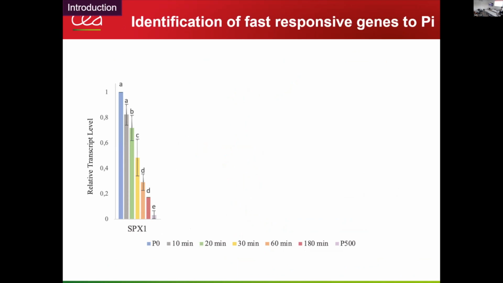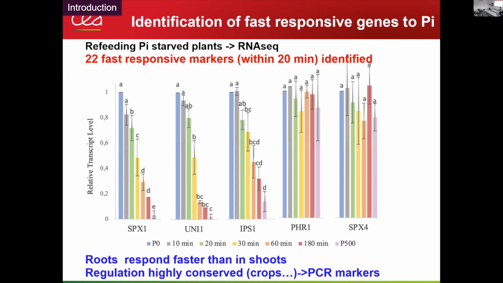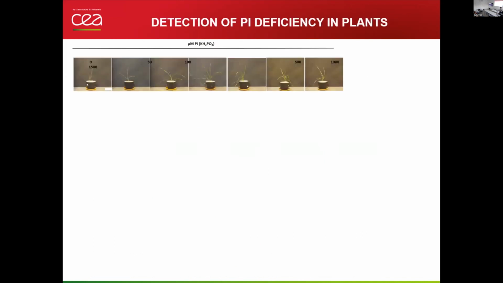So just one example, we identified genes responding to phosphate presence. Those genes are highly induced by phosphate starvation. And when you add phosphate, you can see they are repressed within a few minutes. Actually, we start to have a really significant response after 30 minutes. So we identified many markers responding in root and shoots, and we use them as molecular markers for a project.